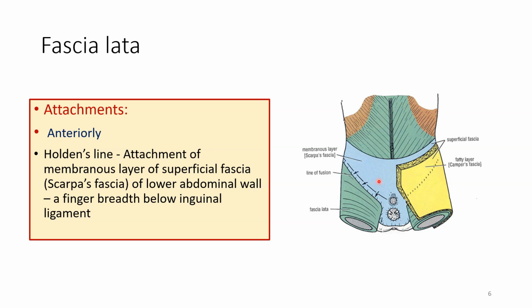And you will learn about the importance of this attachment in rupture of the membranous urethra into the superficial perineal pouch, leading to extravasation of urine into the lower part of the anterior abdominal wall, but not extending into the thigh because of this attachment of Scarpa's fascia to the fascia lata. This you will learn in detail when you study the perineal pouches.